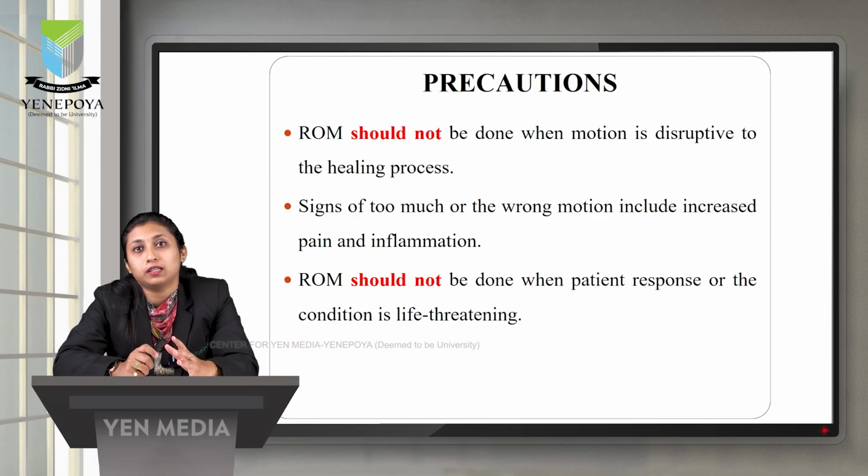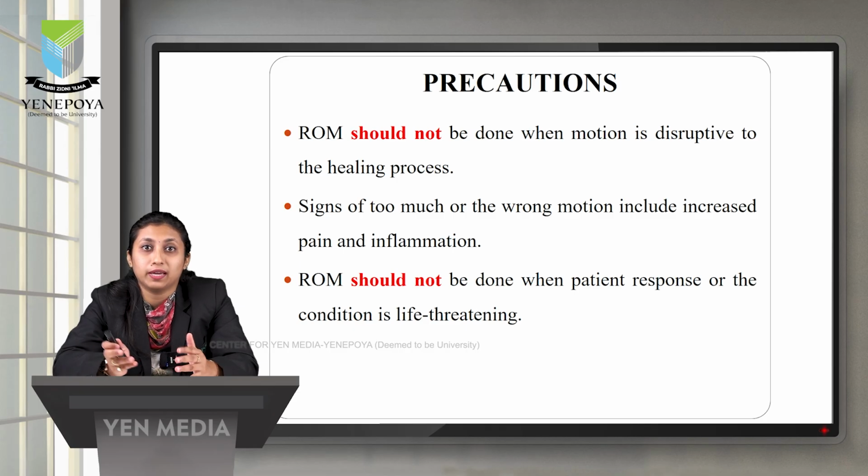Precautions that need to be taken before you implement range of motion exercise into the therapeutic intervention. Range of motion should not be done when the motion is disruptive or is breaking the healing process. That is, it should enhance the healing process or help the way towards healing, not cause a barrier to that particular healing process. So, in order to prevent it, examine or assess the patient correctly so that you can give the range of motion exercise in an apt way.